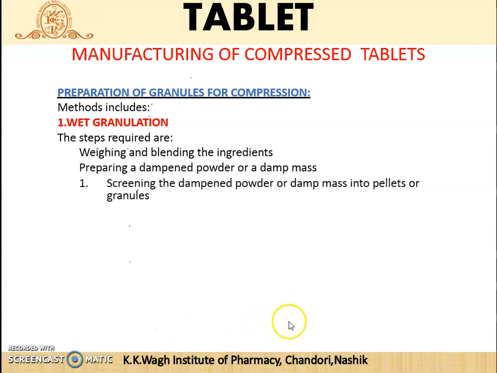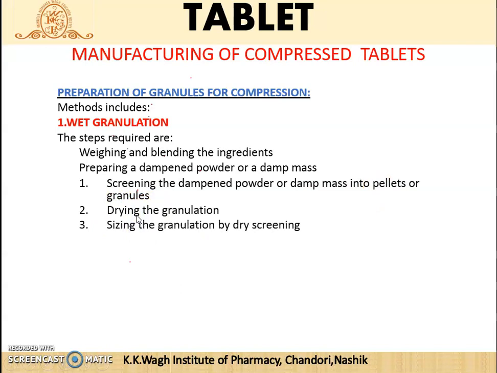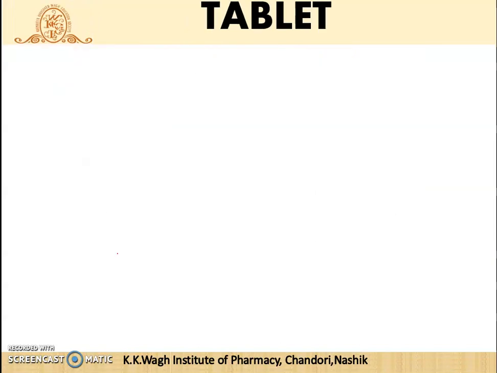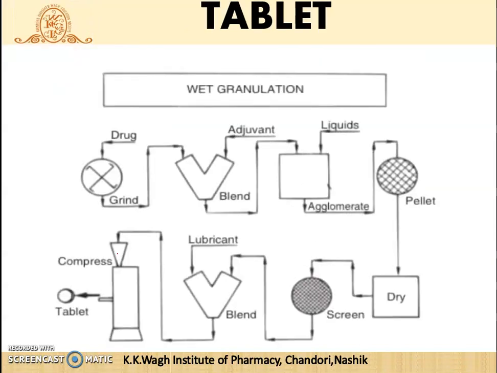In this, screening of the damp powder or damp mass into the pellets, then granules. Then next one, drying the granules. Then sieving the granulation by dry screening. Then adding the lubricant and blending. Forming the tablets by the compressions. These are the steps involved in the wet granulation.